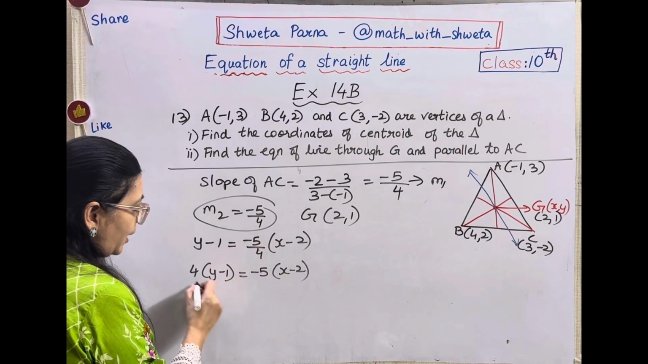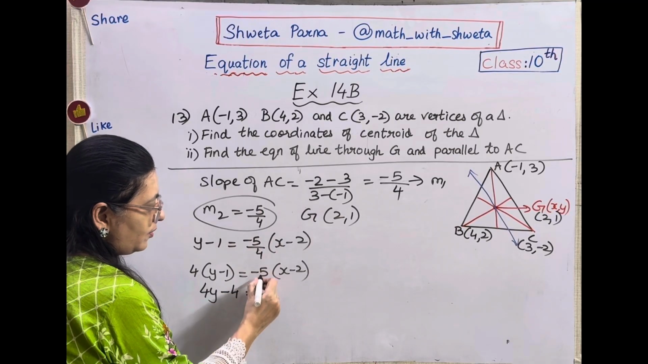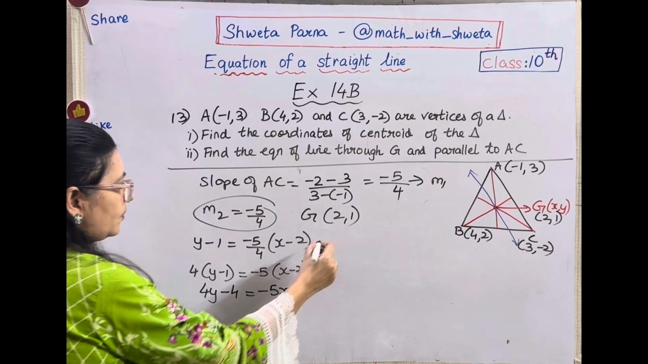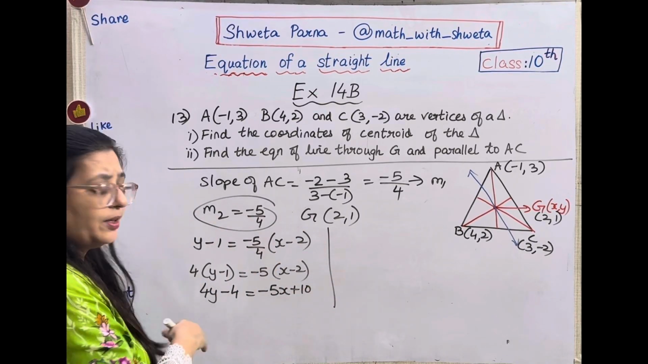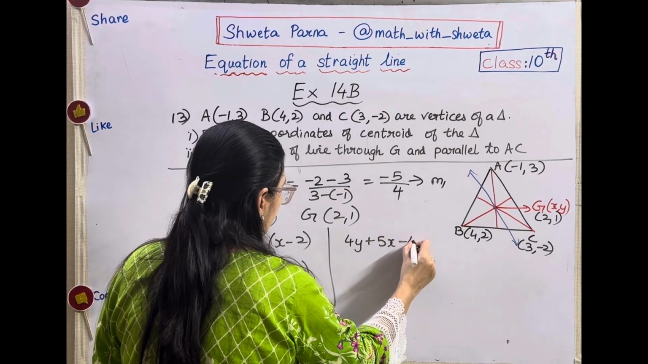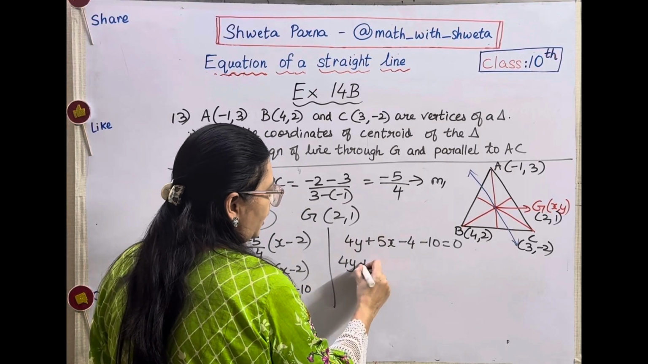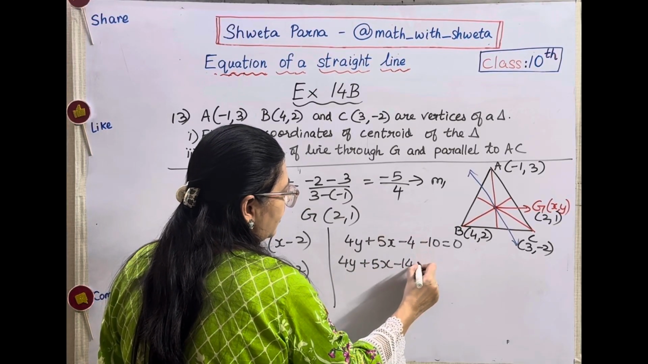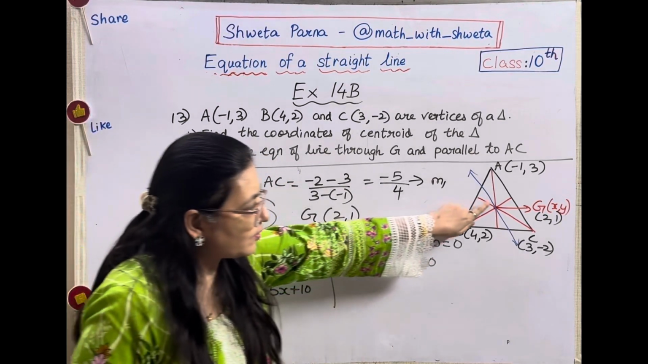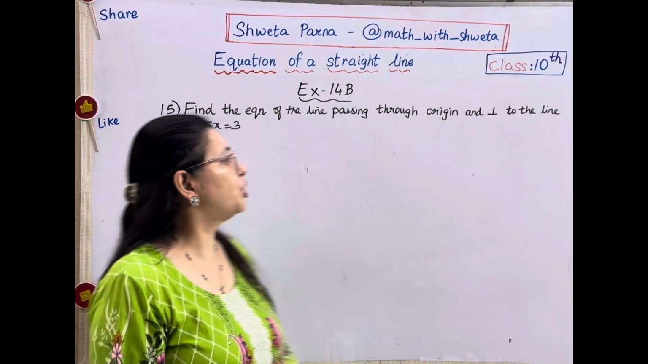Now open the bracket. 4 into y is 4y. 4 into minus 1 is minus 4, is equal to minus 5x plus 10. Now take everything to the other side. 4y plus 5x minus 4 minus 10 is equal to 0. So the equation is 4y plus 5x minus 14 is equal to 0. This is the equation of a line passing through G and parallel to AC. Okay, let's go to question number 15.